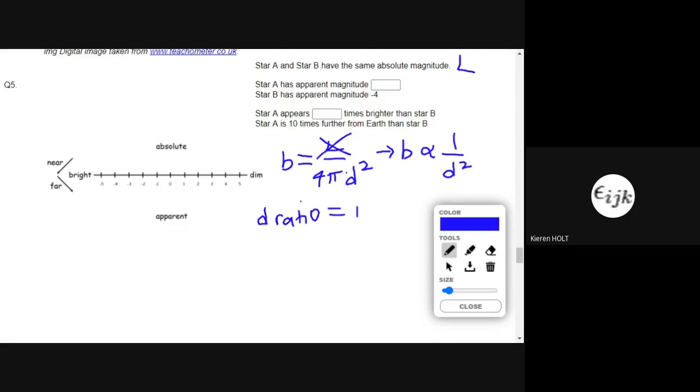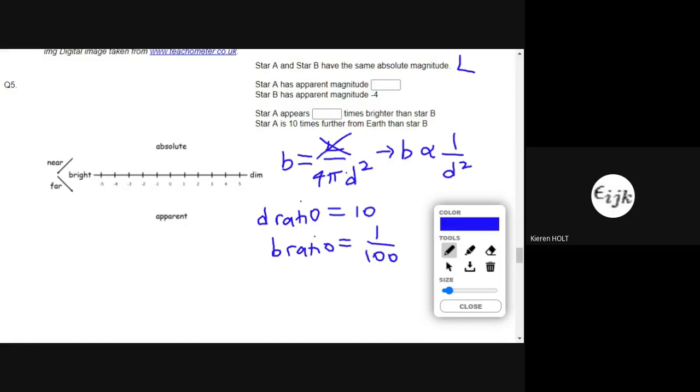Well, this is the inverse square law, okay? The inverse square law goes like brightness is the luminosity divided by 4 pi d squared. Since they have the same absolute magnitude, this is to do with the luminosity, isn't it? I don't need to worry about L, so essentially that means brightness is proportional to 1 over d squared. Now, the distance ratio is 10, and therefore the brightness ratio will be 100, or probably more like 100th, since it's 1 over d squared.